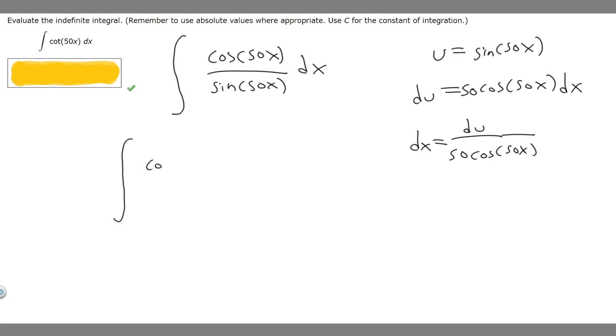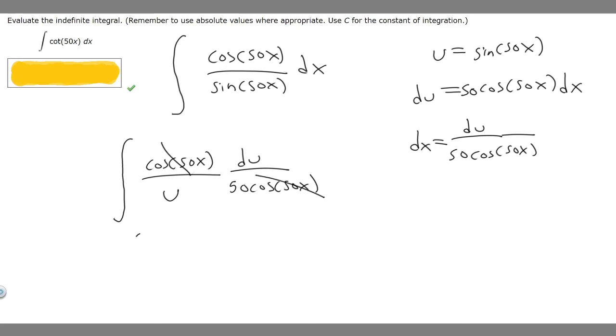So we have cosine of 50x on top, and then we replace sine of 50x with u, right? Because that's what u is equal to. And then we replace dx with what we solved dx to be, so du over 50 times the cosine of 50x. And so what you should see here is that these two can cancel. So the cosine of 50x cancels with the cosine of 50x.